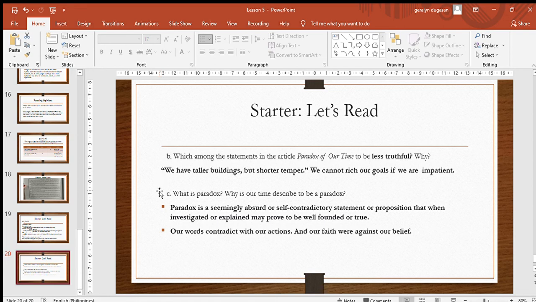Letter C is, what is paradox? And why is our time described to be paradox? Paradox is a seemingly absurd or self-contradictory statement or proposition that, when investigated or explained, may prove to be well-founded or true. Why is our time described to be a paradox? Paradox because our words contradict with our actions and our faith were against our belief.